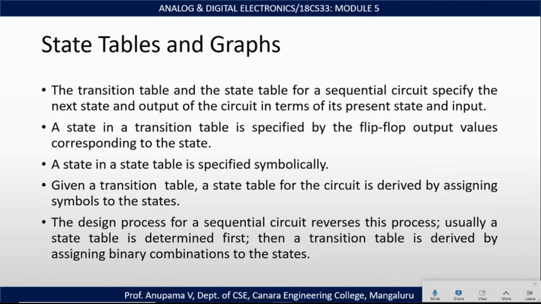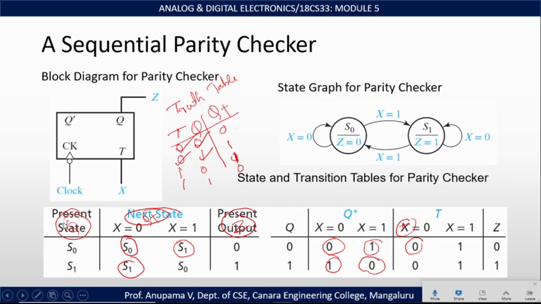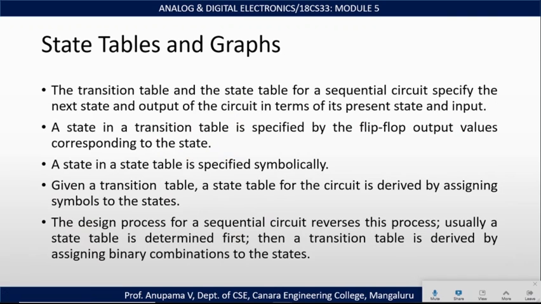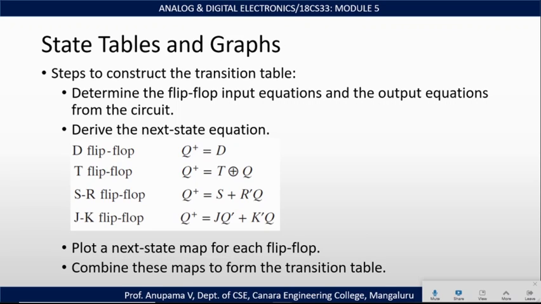Given a transition table, a state table for the circuit is derived by assigning symbols to the states. The design process for sequential circuit reverses the process. So usually the state table is determined first, then the transition table. See here, first I derive the state table, then the transition table. Now, we will see what are the steps to derive the state table and state graph.